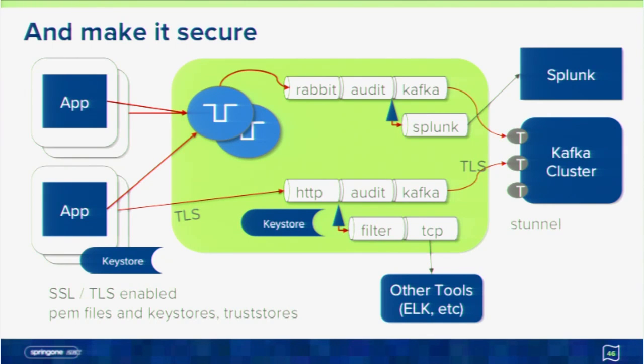So now, in addition to that, what we have is secure. It's secure, which means that from the application, we can use SSL or TLS, either to an HTTP or TCP sync or to Rabbit. We can configure Rabbit itself to use SSL for all of its transport, and we can use S-tunnel coming out of Kafka to the Kafka cluster.